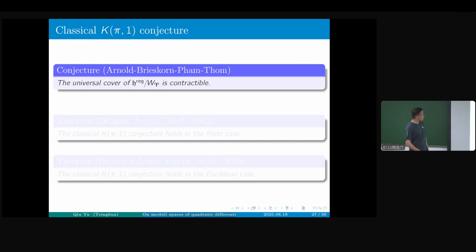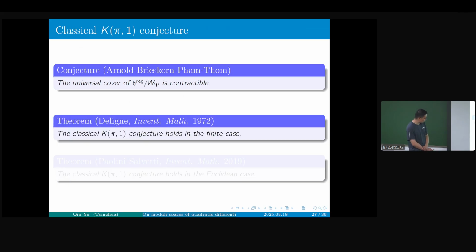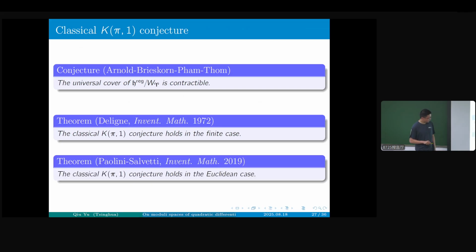So the classical K(pi,1) conjecture asserts that the universal cover of these hyperplane arrangements is contractible. So basically, the pi1 of this space controls the homotopy type of it. Deligne proved this conjecture in the finite case, finite meaning the Weyl group or the Coxeter group is finite, many years ago. But even in the Euclidean case, it's only a recent breakthrough. So it's not very easy.